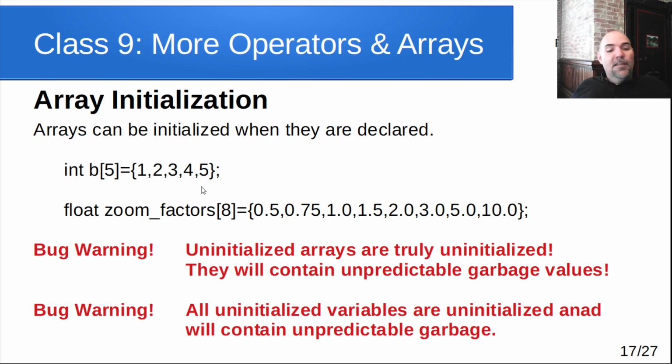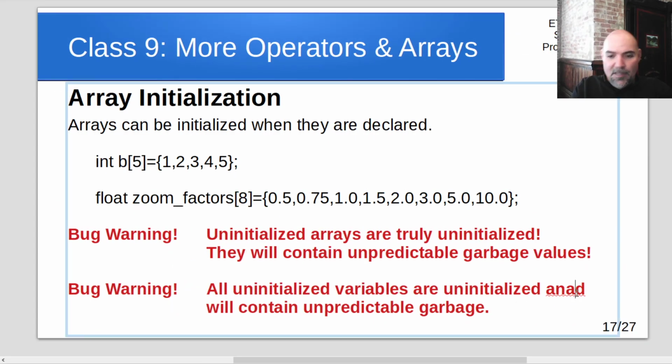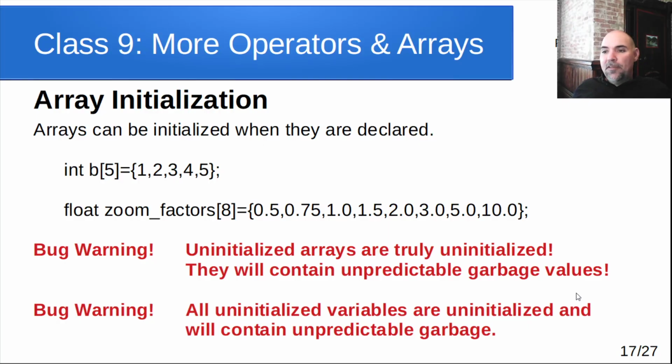Kind of continuing along that line, all uninitialized variables will contain unpredictable garbage. So that would include if you just had an int i. What's the value of i? Who knows? Could be 0, might be something else. Could be a negative number, could be just whatever random garbage bit pattern happened to be in that block of 4 bytes or 2 bytes whenever that integer got created.